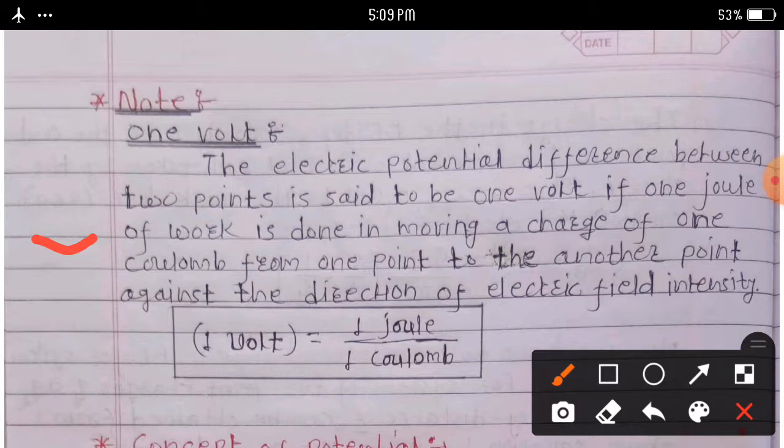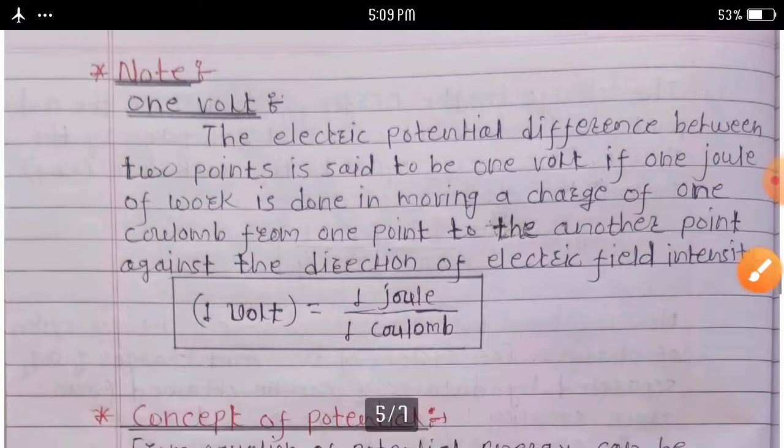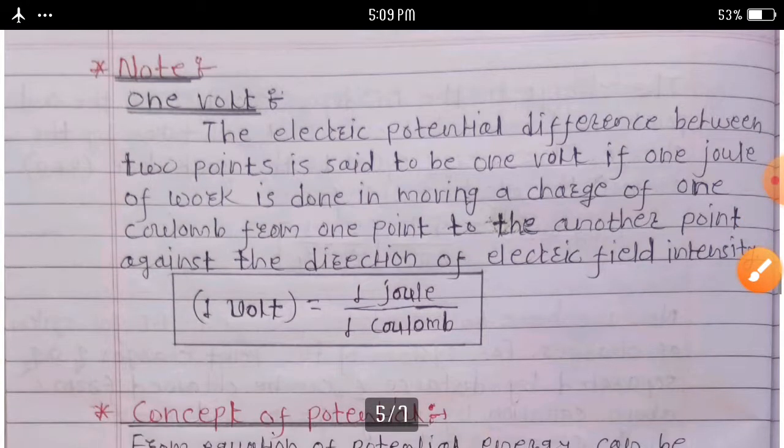Then another concept we can discuss here. What is meant by 1 joule? 1 joule is the energy stored in moving a charge of 1 coulomb through a potential difference of 1 volt. What is meant by 1 joule of energy stored? 1 joule is the energy stored in moving a charge of 1 coulomb through a potential difference of 1 volt.